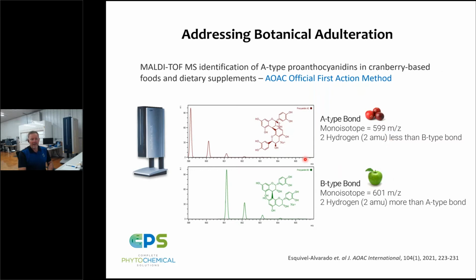And that same class of compounds, proanthocyanidins, can have a different type of bond referred to as a B-type bond. And this class of compounds may be present in fruits like apples. So these are the types of fingerprints that we're going to be looking at through our demonstration to be able to show a differentiation between cranberry and apple and potential adulterations and blends of those two products.